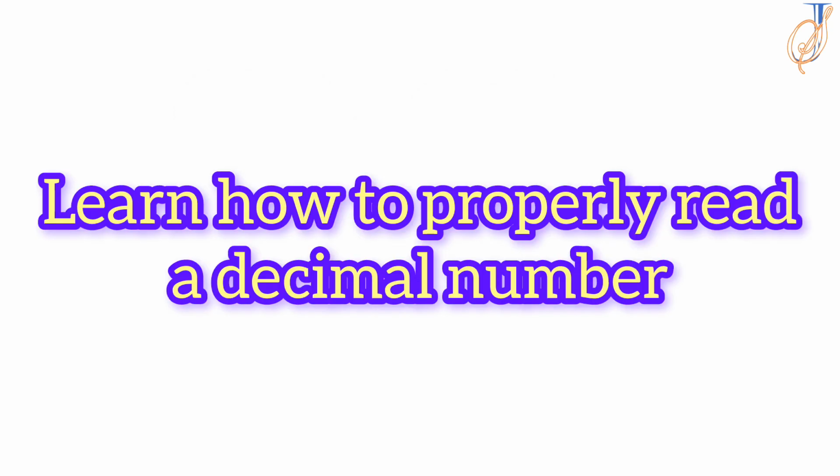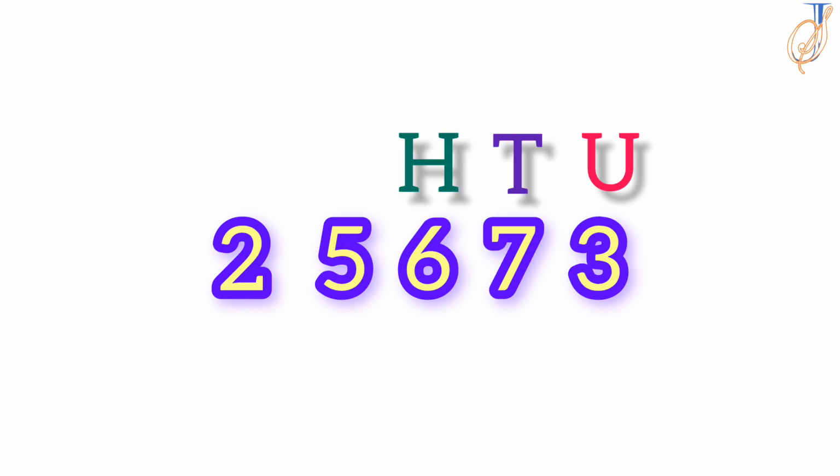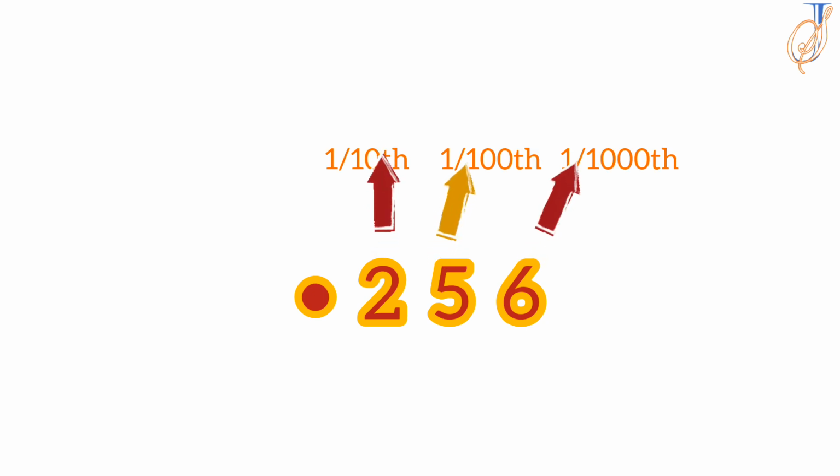For example, 25673. In this number, 3 is in the units place, 7 is in the tens place, 6 is in the hundreds place, 5 is in the thousands place, 2 is in the 10,000 place. What if a number has a decimal point, just like 0.256? After the point, we read it as 1/10th place, 1/100th place, 1/1000th place, and so on.